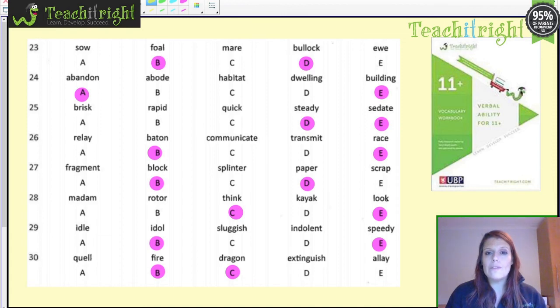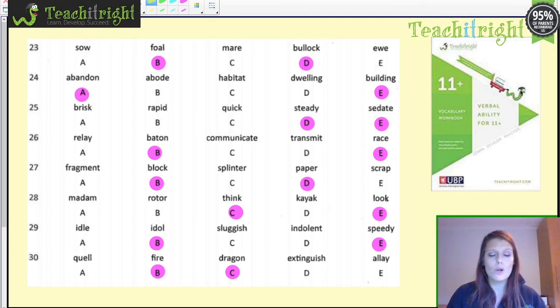24. All of the other words are words for a home. 25. Brisk, rapid, and quick are synonyms, meaning fast. 26. All of the others are synonyms for broadcast, to relay something, to communicate, to transmit.